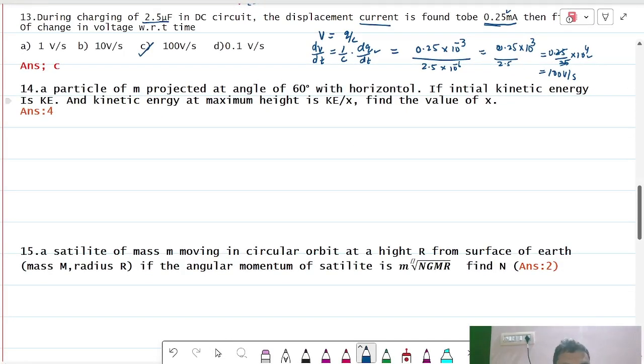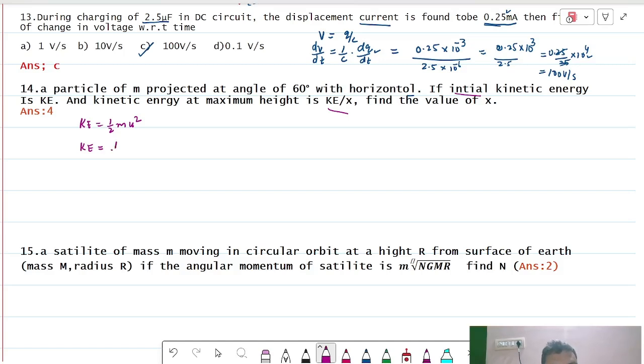So now, a particle of mass m projected at an angle 60 with the horizontal. Okay, it is a kinematics question. If the initial kinetic energy is Ke, therefore Ke is equal to half m u square. Now the kinetic energy at the maximum height is equal to Ke by x. The same model of question they asked in the first session, I think, 22. The change in kinetic energy between maximum height and initial kinetic energy is 15 joules. Now they are asking the ratio, the kinetic energy at the maximum height is given, and we have to find the x value, the same concept.